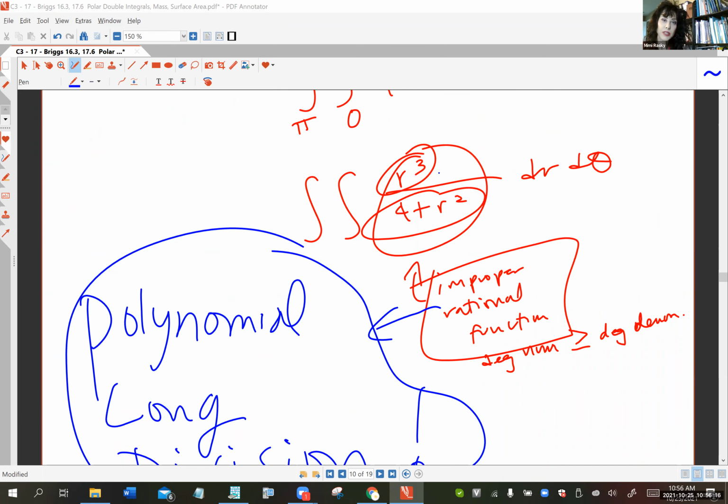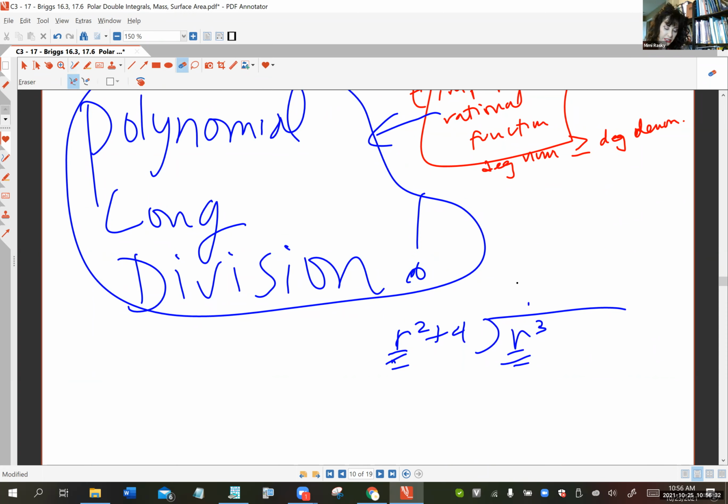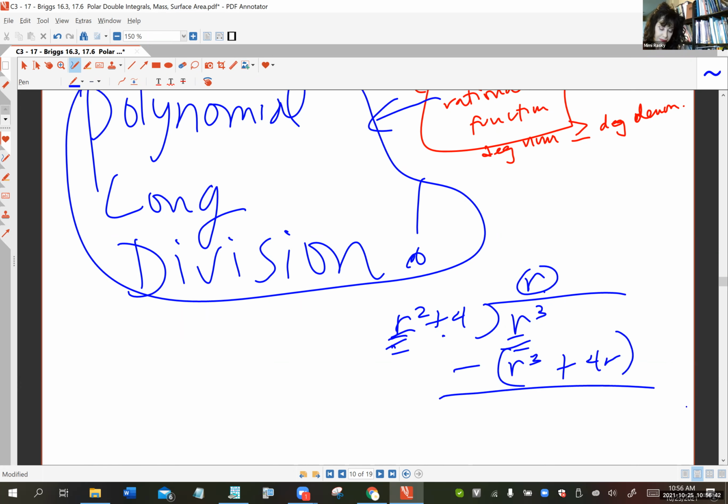You got to do it because you're not going to integrate that right now. Like, don't even go there. So what do you mean? How many times does r squared plus 4 go into the numerator of r cubed? Focus your eyeballs on the highest power terms. r squared times what gives you r cubed? Well, I think it's just r. And then you go r times r squared is r cubed, r times 4 is 4r, and then you subtract.